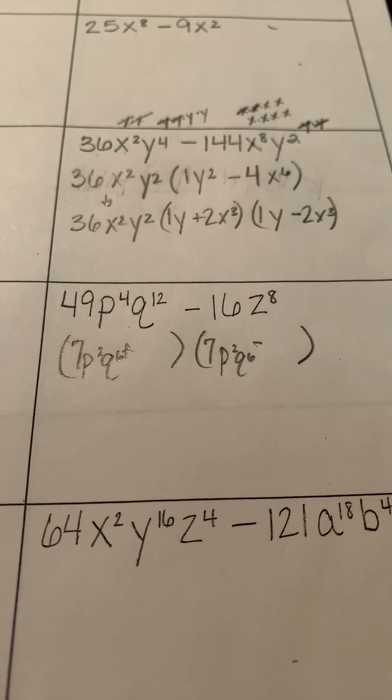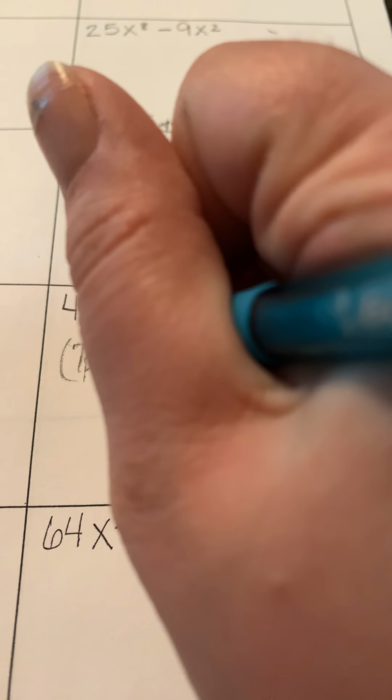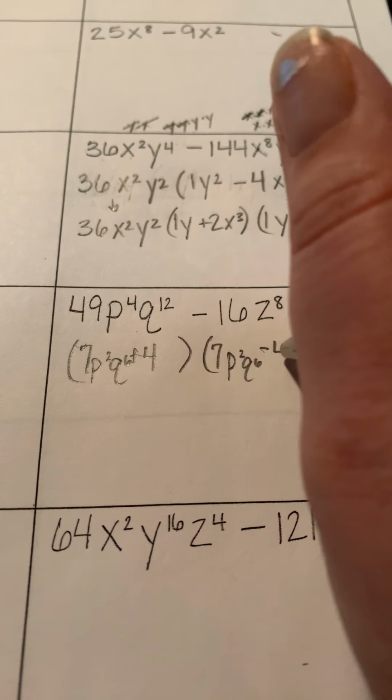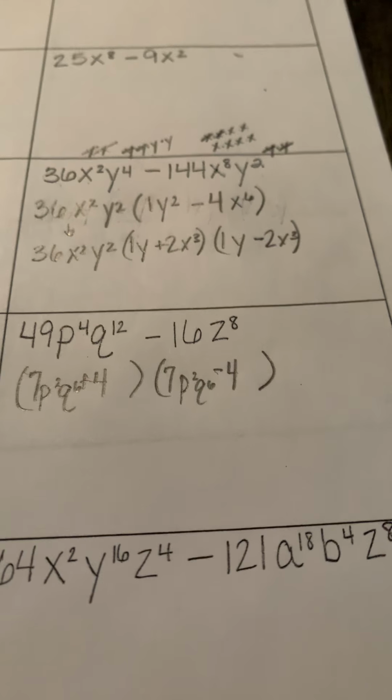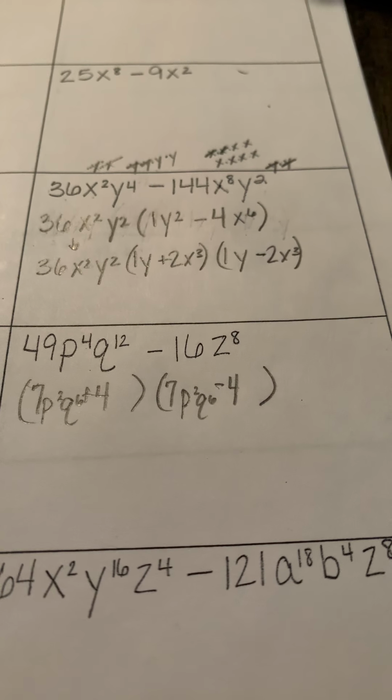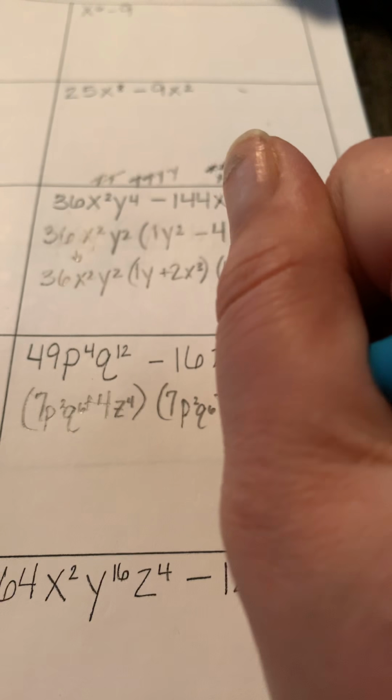Square root of 16 is 4. And square root of z to the 8th. 8 divided by 2 is 4. So z to the 4th.